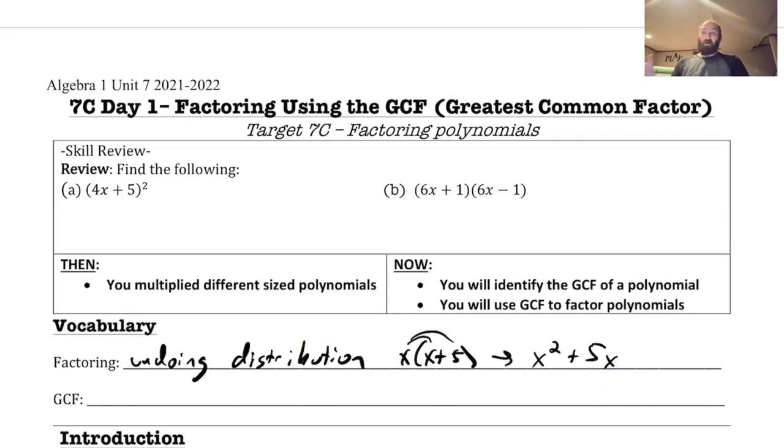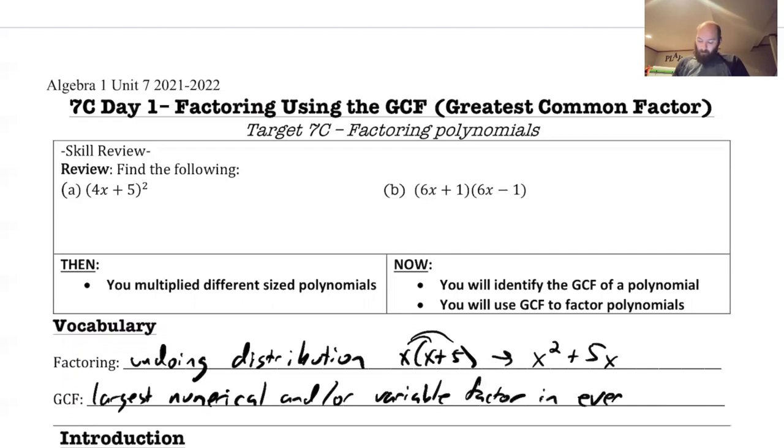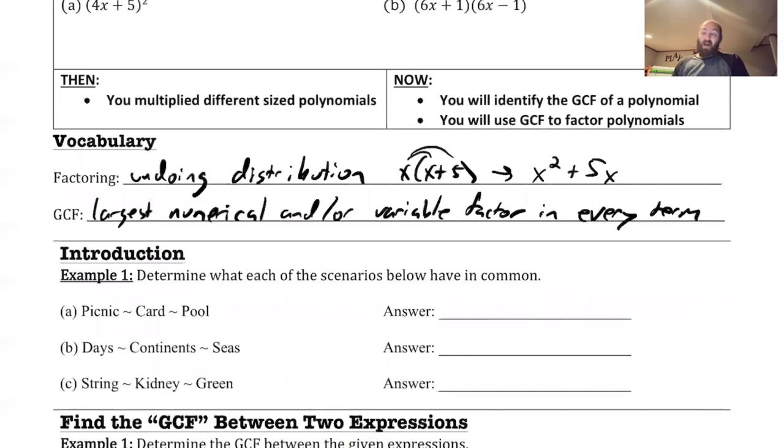You've done this before. You did this all the way back in unit 1, and we did that with just numbers. Okay, so we said that was the largest numerical and or variable factor in every term. So the greatest common factor is the largest number and or variable, because sometimes you might be dealing with just the numbers or just the variables, just depends on the scenario. So we think about things that have in common.